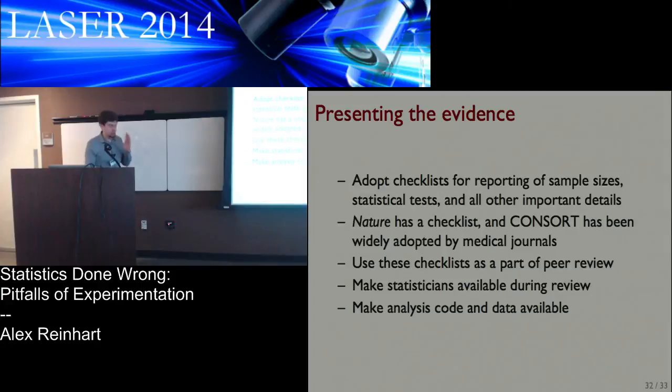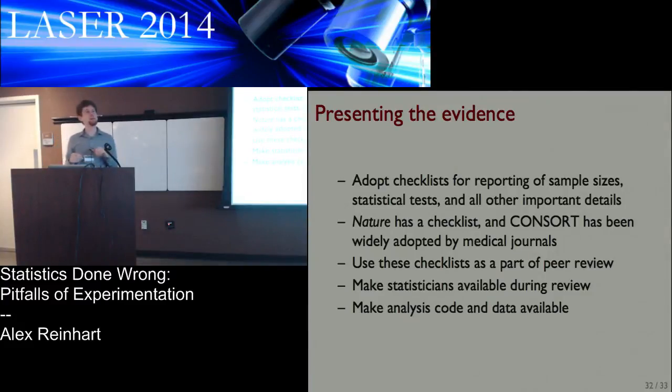So in medicine, there are checklists. We talked about checklists a bit yesterday. And these are specifically for published papers saying, these are the details you need to report so that we can evaluate the evidence. So you need to report your sample sizes, how you chose them, all the tests you did, all of these, I think it's several page long checklists. So that when we are doing a review, we have all of the details we need to figure out if you did it right. Nature has a checklist.